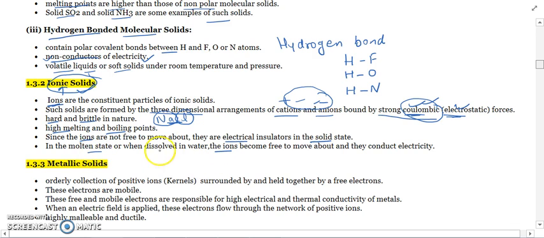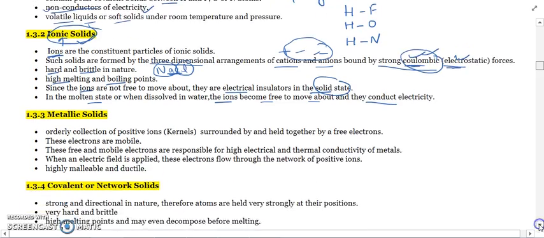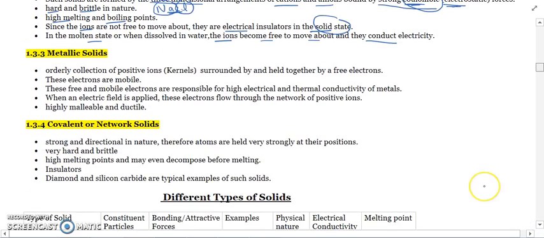In the molten state or when dissolved in water, the ions become free to move and so conduct electricity. But in the case of solids, these ions are static and can't move, therefore they don't conduct electricity. The best example is NaCl, the common salt that we eat every day.